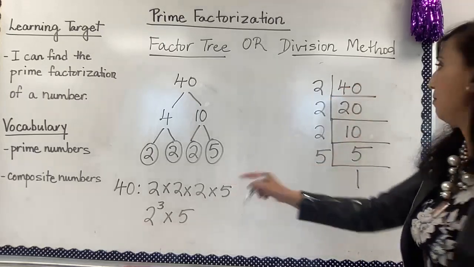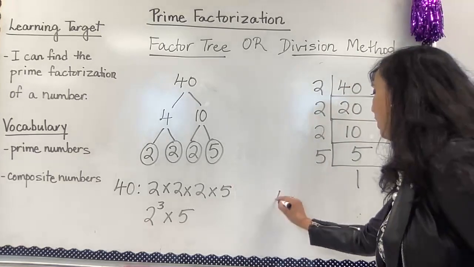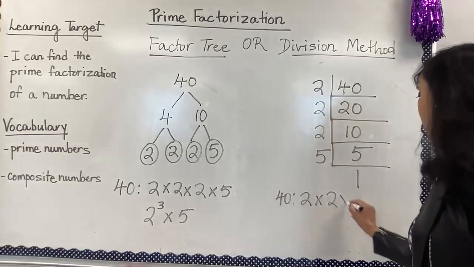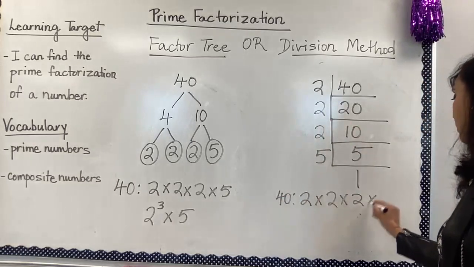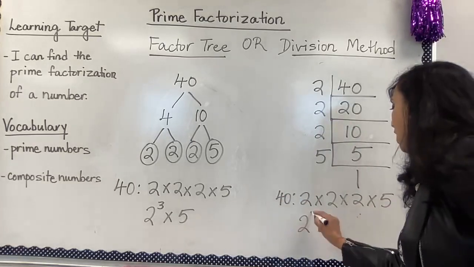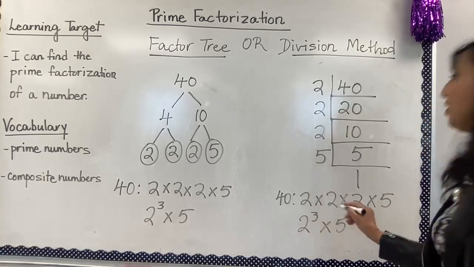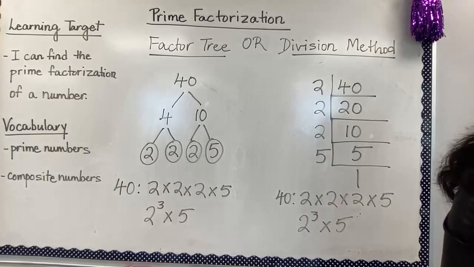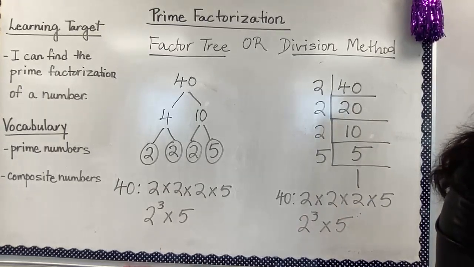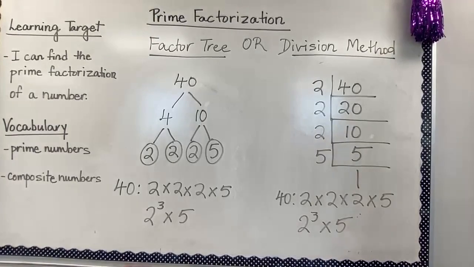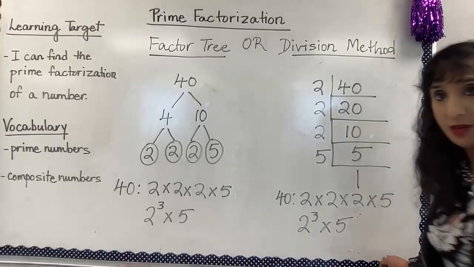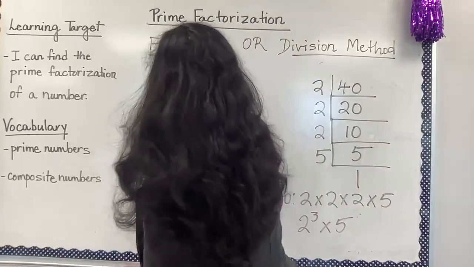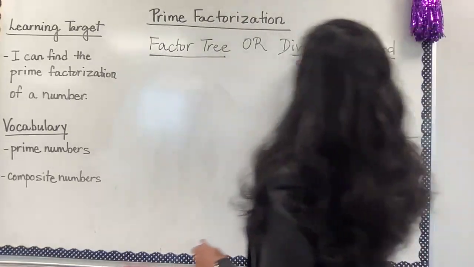So look again, same thing. For 40, using the division method, I'm going to get 2 times 2 times 2 times 5, which is 2 cubed times 5. So no matter which method you're following, you will end up with exactly the same answer. All right, so let's try another one with the division method.